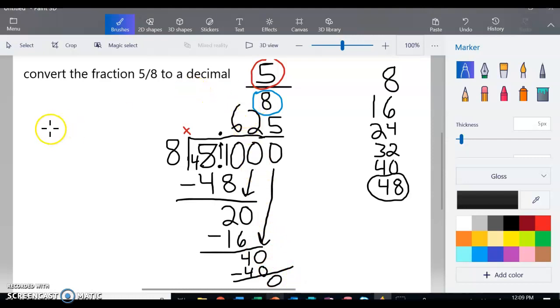So therefore, I know that the fraction 5/8 is going to equal 0.625. And that is how you convert fractions to decimals.